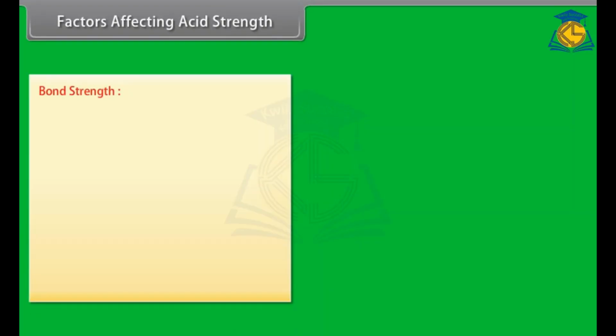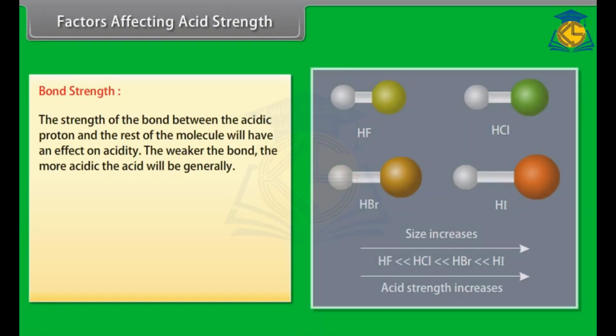Factors affecting acid strength. Bond strength. The strength of the bond between the acidic proton and the rest of the molecule will have an effect on acidity. The weaker the bond, the more acidic the acid will be, generally.